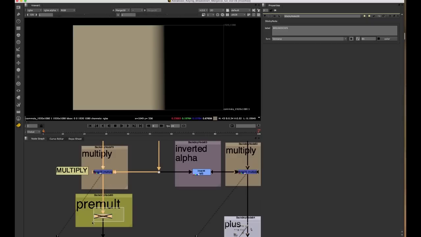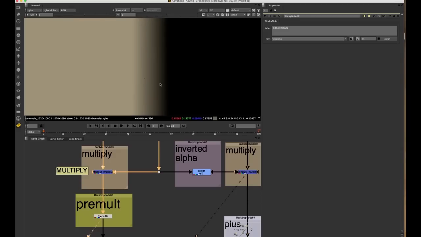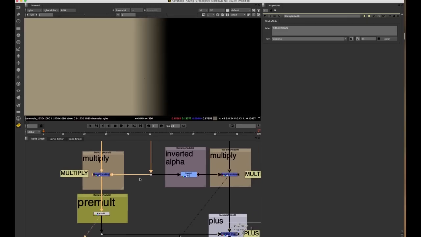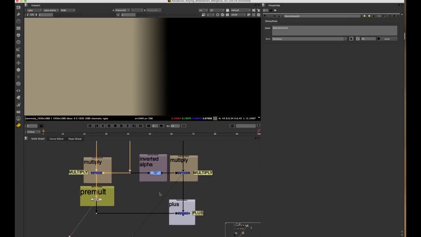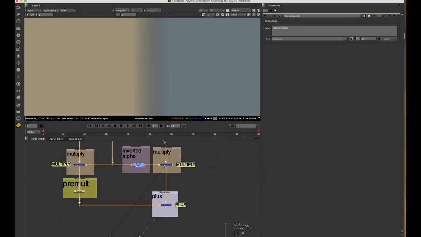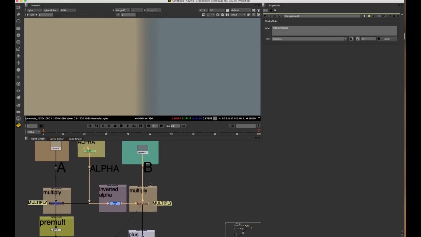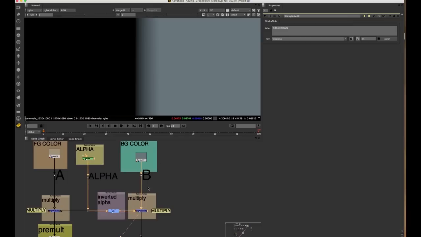But instead, the transparency map stays the same, but now the pixels get darker because we've multiplied them again. We did it twice. So when you go to plus them, the percentage is now out of line, and because our B image got multiplied, this is also fading to black.